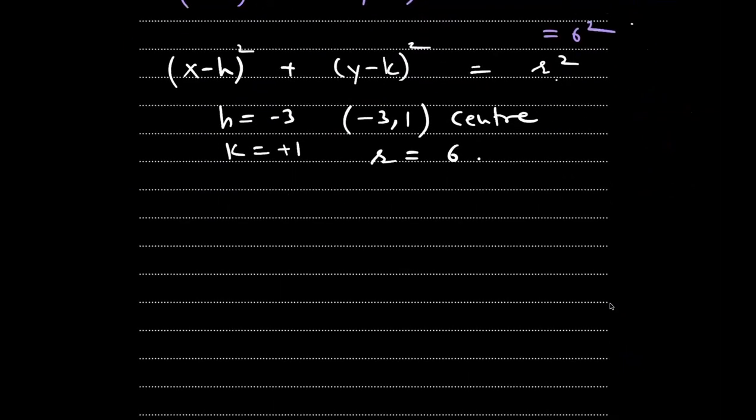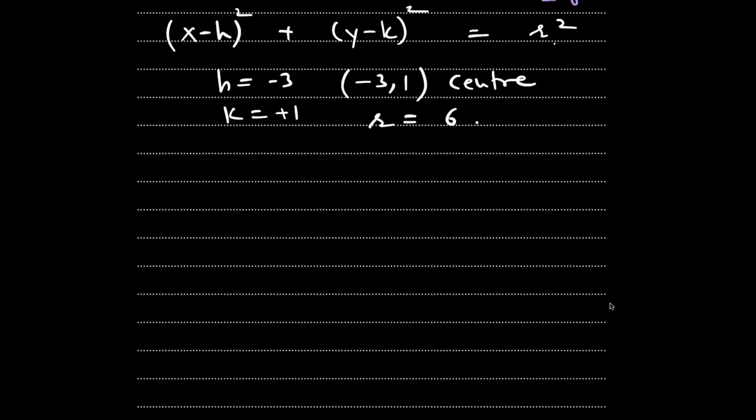Now, let me just draw the center over here. Not the whole circle, just the center. And if I go this much up, that would be the topmost point. If I go this much down, that would be the lowest point, the bottom of the circle. Now, how much can I go up? How much can I go down? Naturally, it's the radius.